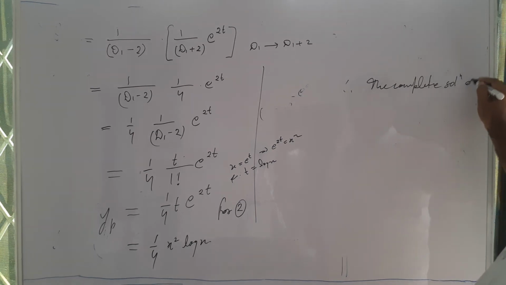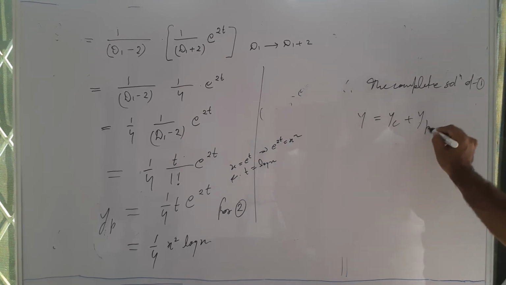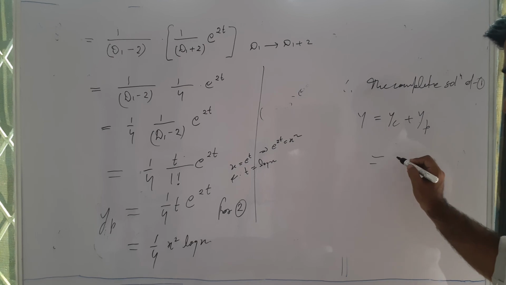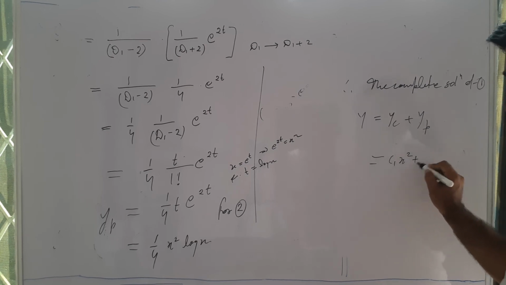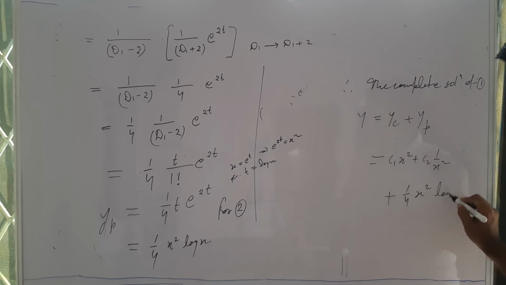Therefore the complete solution of the given equation 1 is y equal to yc plus yp. Yc is c1 x squared plus c2 by x squared, and yp is 1 by 4 x squared log x. So this is the complete solution of the given Cauchy-Euler equation of second order.